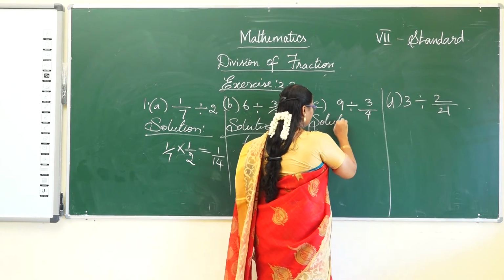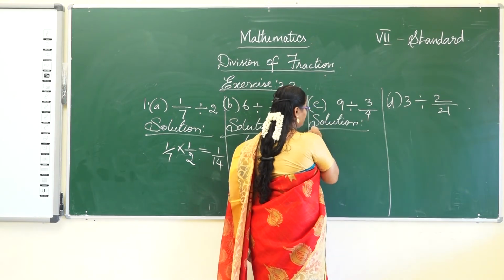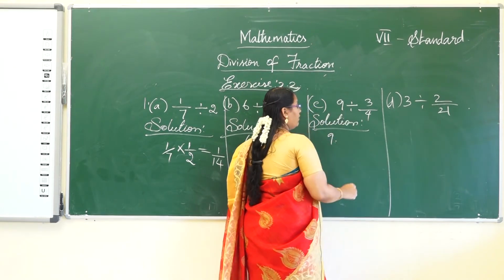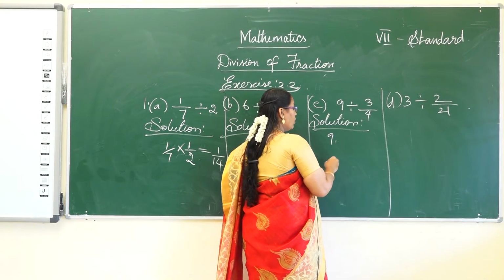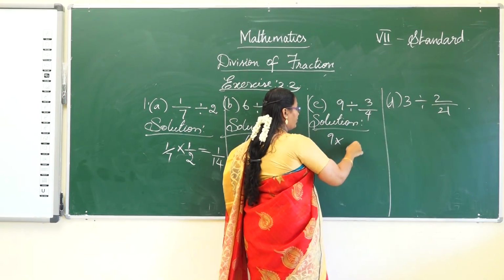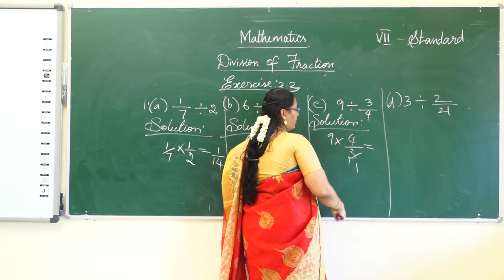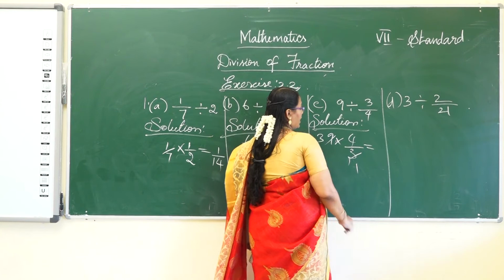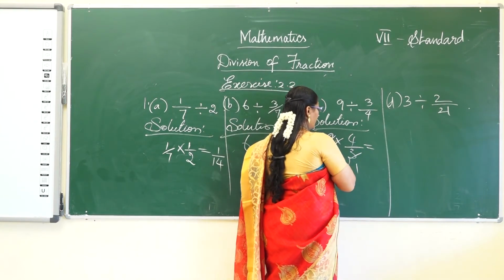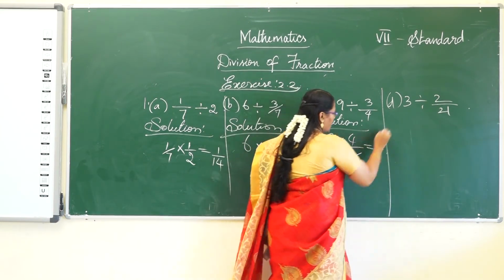And here, 9 divided by 3/4. So we multiply the whole number by the reciprocal of the fraction, which is 4/3. It cancels in the 3 table: 3 ones are 3, 3 threes are 9. Now just multiply the numerators: 3 fours are 12. That's all.